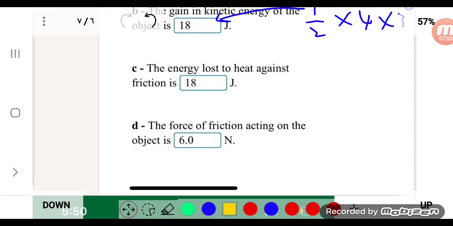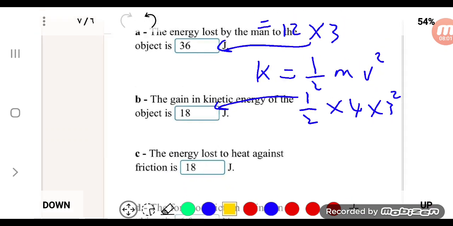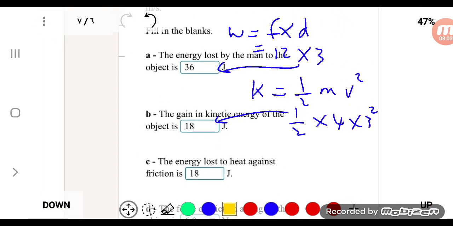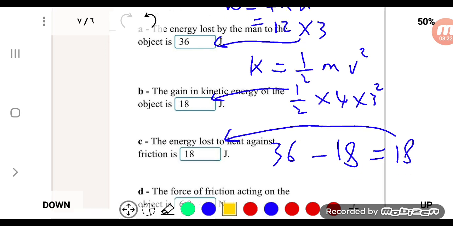Next, the energy lost to heat against friction. We know that the energy lost by the man was 36, the work done by the man. Part of this 36 was 18, this is kinetic energy. The other part is 18 also. So here we do 36 minus 18, which is equal to 18, and that is the answer.